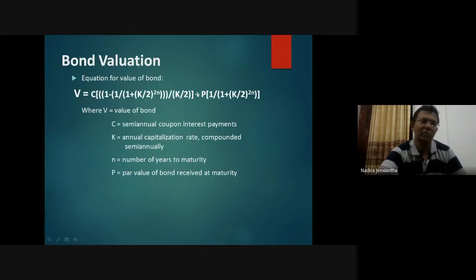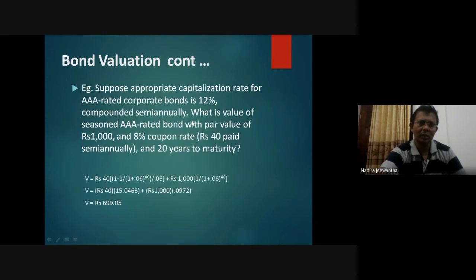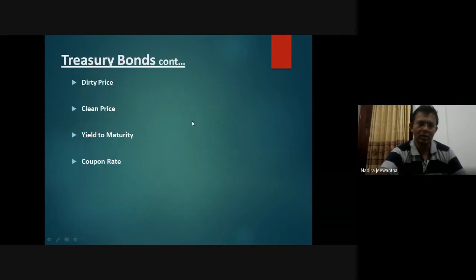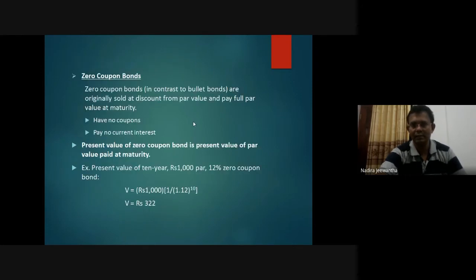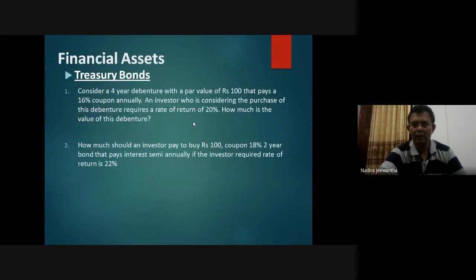This is the formula. It's a very lengthy formula, and difficult to understand. Right? Don't use this formula, but the calculator is easy for us to calculate the treasury bond. But the base is this. Base is this, right? Now this is how you calculate.